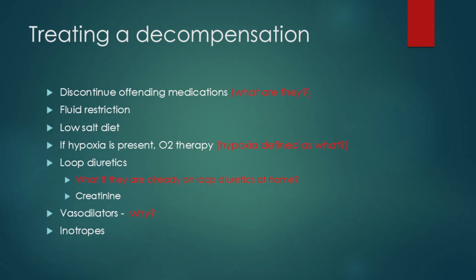Now vasodilators. Nitroglycerin is typically used when loop diuretics are not enough to reduce preload. And you can use nitroprusside in patients who have really bad hypertension. You've got to watch out for cyanide toxicity, though, in that case. But interestingly, vasodilators have not been shown to reduce mortality, but you'll still find people using it. Inotropes: dopamine, dobutamine, milrinone. These are especially useful for severe exacerbations.